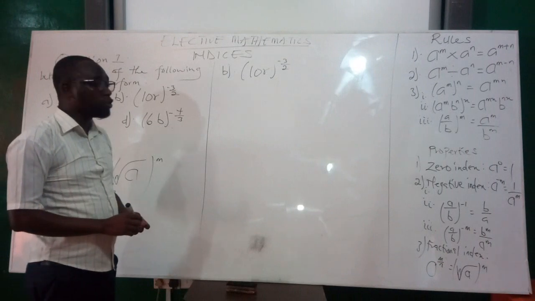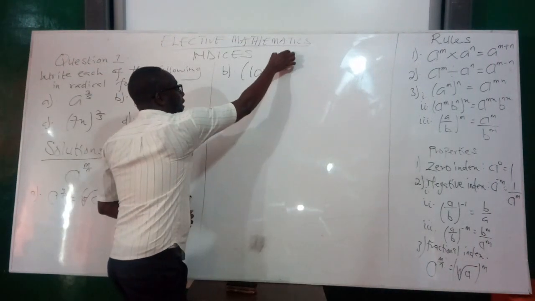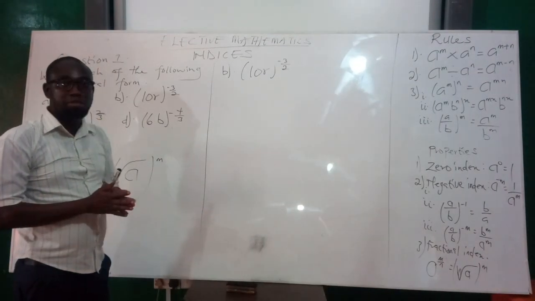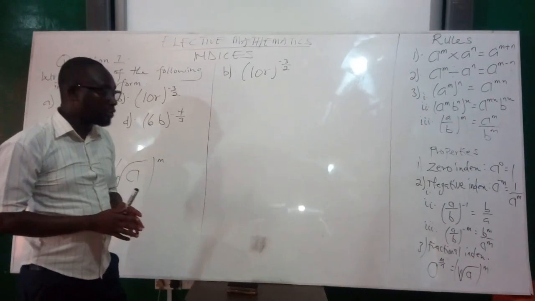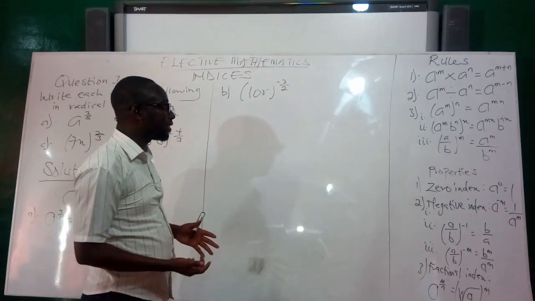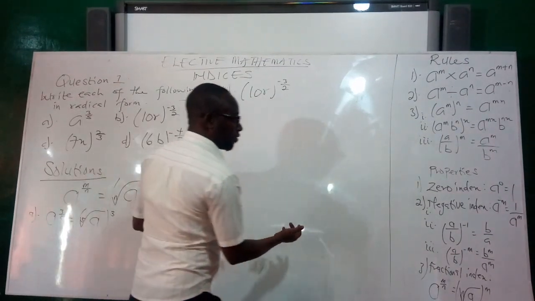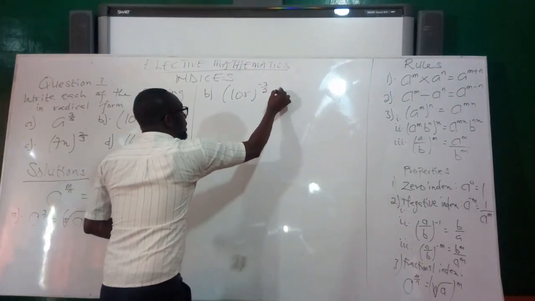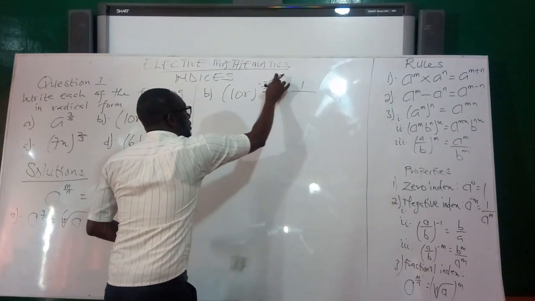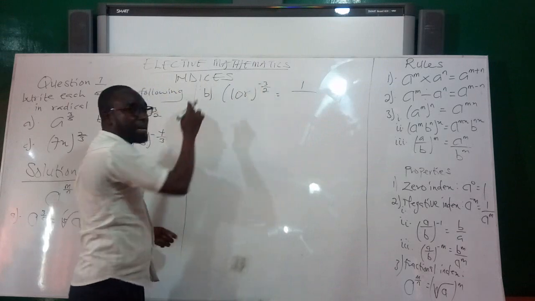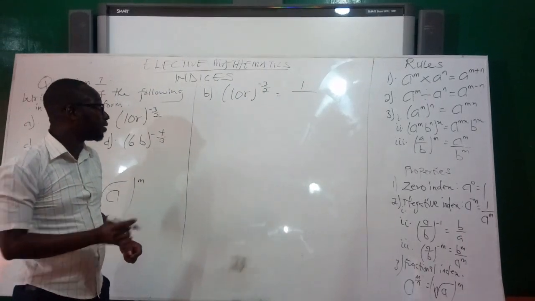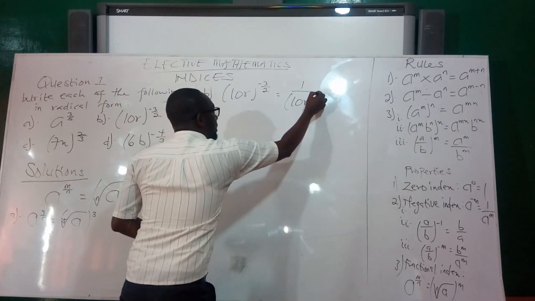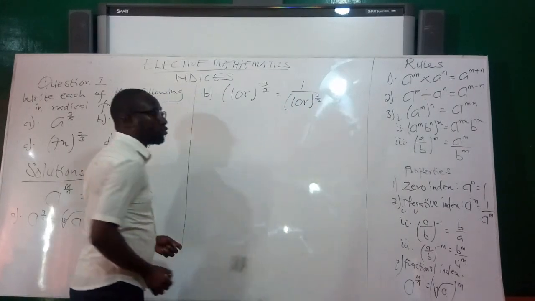Now this question is in two parts. We have a fractional index, but then it is negative. So you need to deal with the negative first, using what we call the negative index, as we have over here. So straight away, we need to write this as 1 over the whole expression here, so that the negative sign will be done away with. So we write this as 10, then we have 3 on 2.